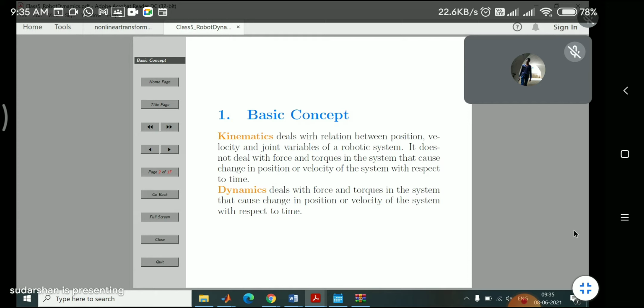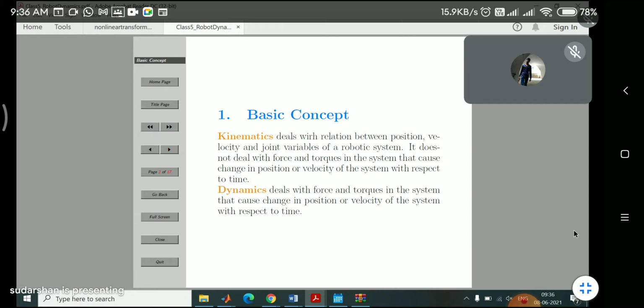To reach a certain position, what should be the values of the joint variables? To achieve a certain orientation, what should be the values of these joint variables? Or even, given the values of the joint variables, what is the position and orientation? This information we can get from the kinematic model of the robot. But in this kinematic model, we do not consider the forces and torques that actually cause this change in position and change in velocity, right?